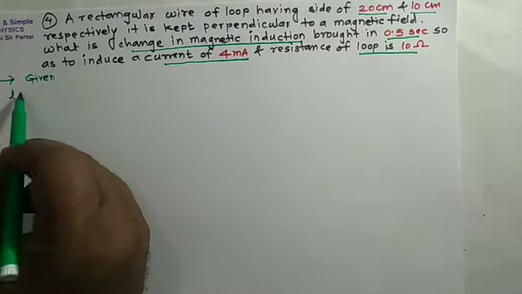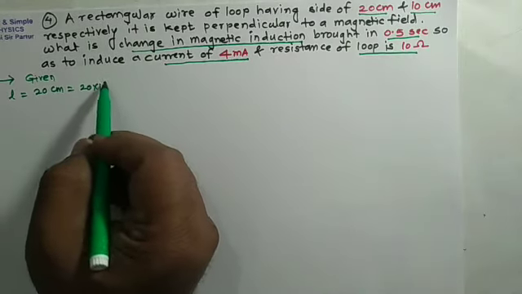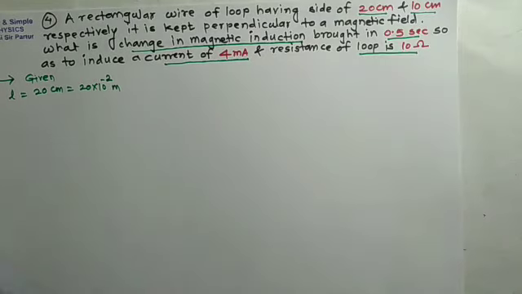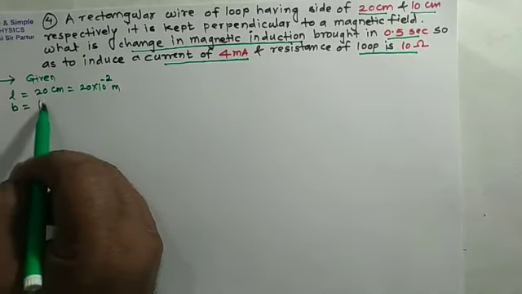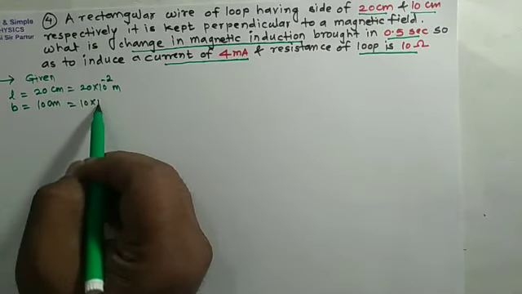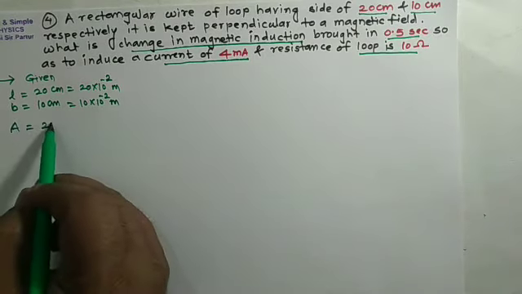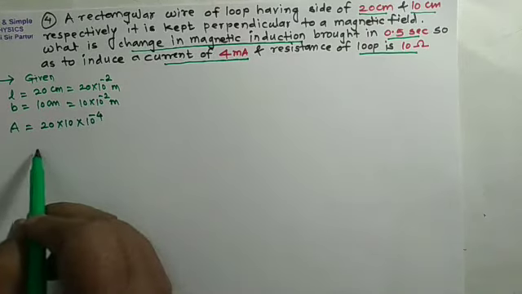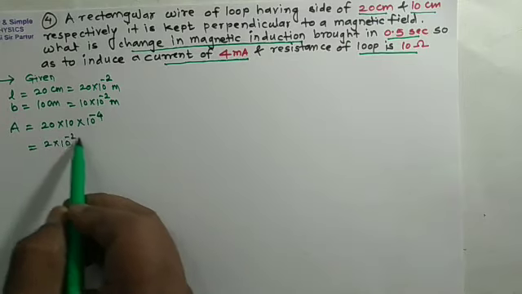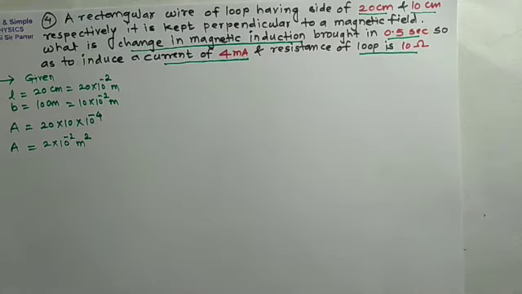Given values will be: length L is equal to 20 centimeter, that is 20 into 10 to the power minus 2 meter, and breadth B is 10 centimeter, that will be 10 into 10 to the power minus 2 meter. So the area of the coil will be 20 into 10 into 10 raised to minus 4, means 2 into 10 raised to minus 2 meter square. The area of the coil is not given but we can calculate it.